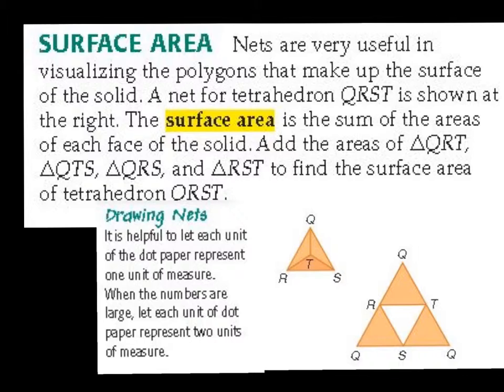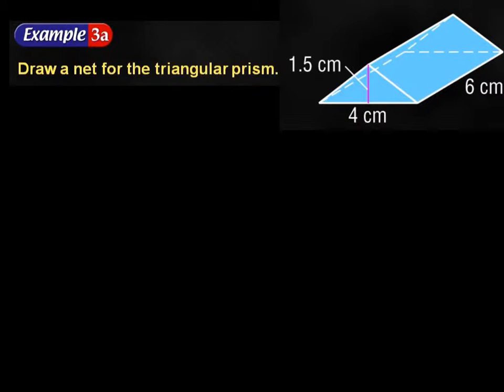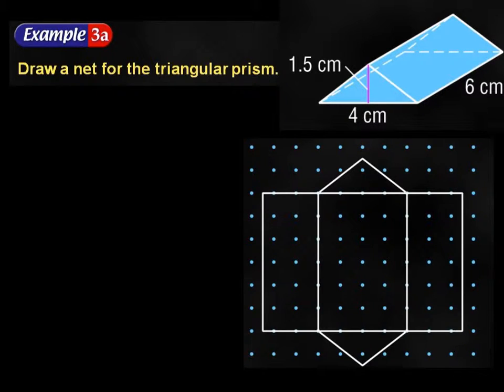Let each unit of the dot paper represent 1 unit of measure. When the numbers are large, let each unit of dot paper represent 2 units or 10 units or whatever you need. Draw a net for the triangular prism. Our base, or bottom, it's actually the bases are triangles. The bottom of this is 4 by 6, so there's our 4 by 6. And they showed the altitude or height of the triangle is 1.5.